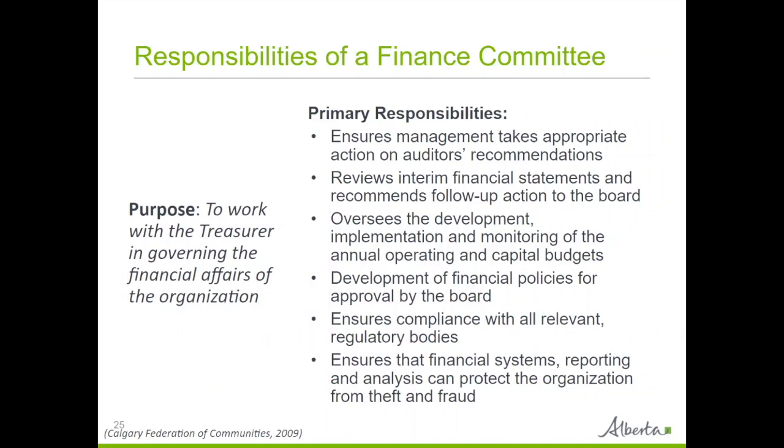It oversees the development, implementation, and monitoring of the annual operating and capital budgets. It develops financial policies for approval by the board. It ensures compliance with all relevant regulatory bodies, and it ensures that financial systems, reporting, and analysis can protect the organization from theft and fraud.